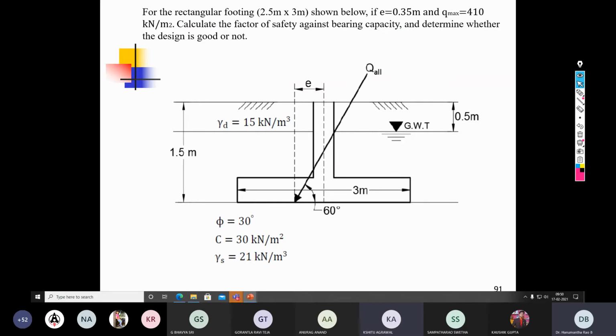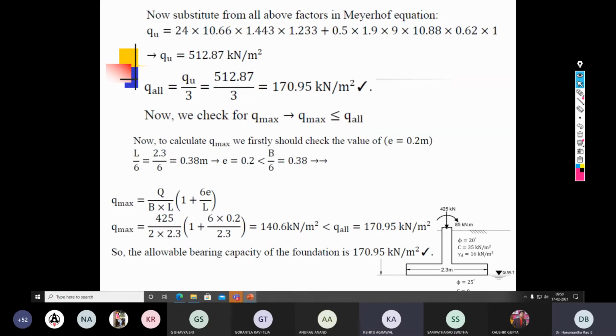In the previous question, we had to calculate the eccentricity in both B and L and then find the Q allowable for both B and L. So which one do we choose, the bigger or the smaller? Okay, again you are repeating the same question. See, in this sum, it is mentioned that the eccentricity is present in the direction of 2.3 meter. So there is no problem. It is clear.